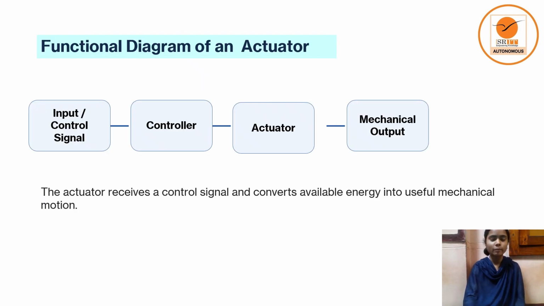This is the functional block diagram of an actuator. The first block consists of an input or control signal. The input control signal goes to the controller, the controller to the actuator, and the actuator to the mechanical output. The actuator receives the control signals and converts them into available energy, and this energy is converted into useful mechanical motion.